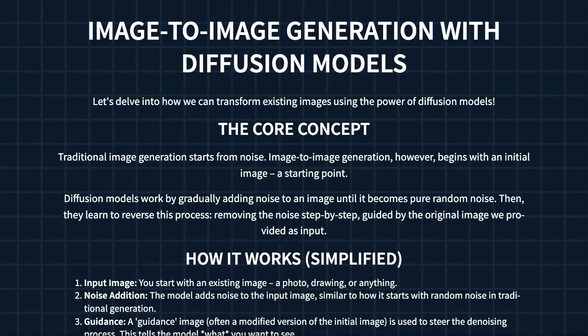Okay, so let's talk about image-to-image generation. It's a really cool technique that uses diffusion models to change an existing picture into something new. Instead of starting with nothing like random noise, we begin with an initial image. The model then learns how to slowly remove the added noise while being guided by another image, kind of like sculpting. You start with a rough block and refine it step by step until you get the desired result.